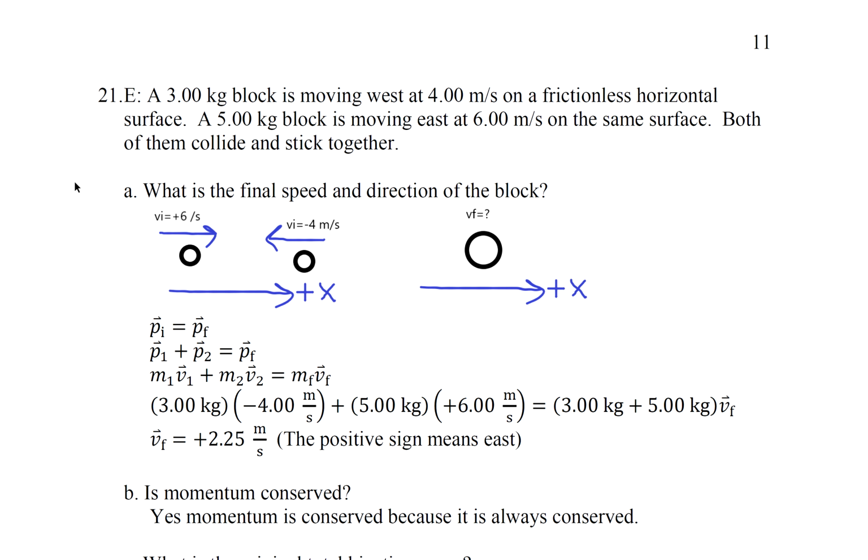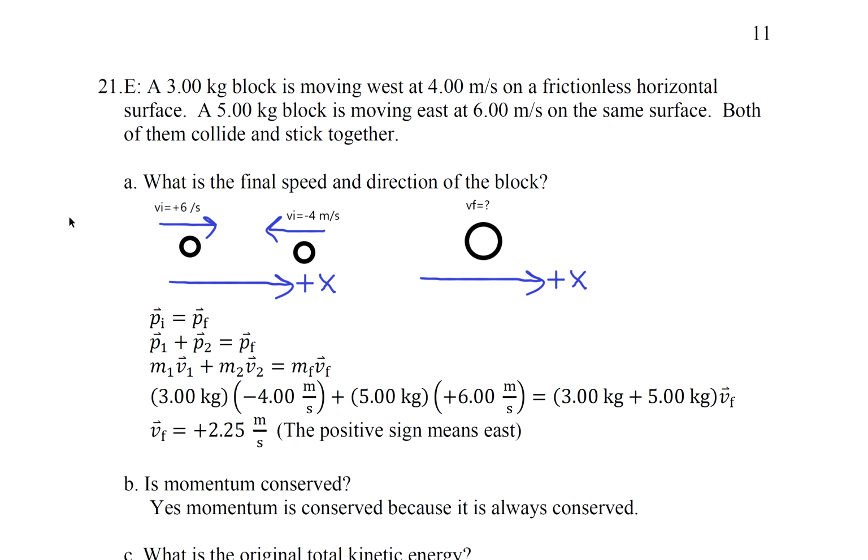Question 21. A 3-kilogram block is moving west at 4 meters per second on a frictionless horizontal surface. A 5-kilogram block is moving east at 6 meters per second on the same horizontal surface. Both of them collide and stick together. What is the final speed and direction of the block? So draw an initial image and a final image. So if you read the problem, initially we have 2 objects, and finally we have 1 object because they stick together. I said positive x is to the right.